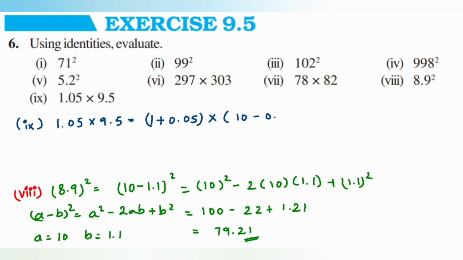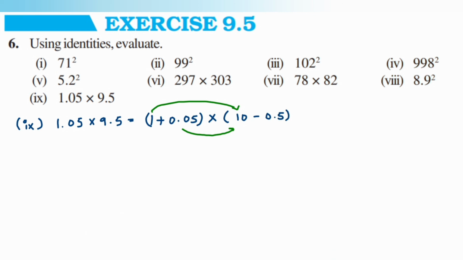Now you can see here we cannot apply any of the identities because we cannot apply (a plus b) whole square or (a minus b) whole square. We also cannot apply the third identity because we want (a plus b) and (a minus b), but here each term is different. So we'll just multiply both the binomials. That's it. So multiply 1 with the entire binomial and then multiply 0.05 with the entire thing. When you do it, you will get it in this way.